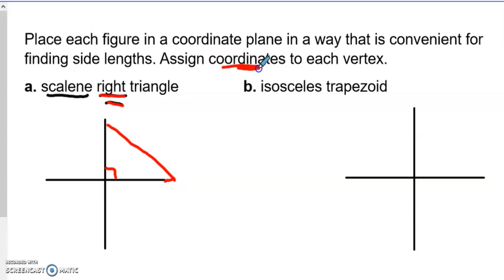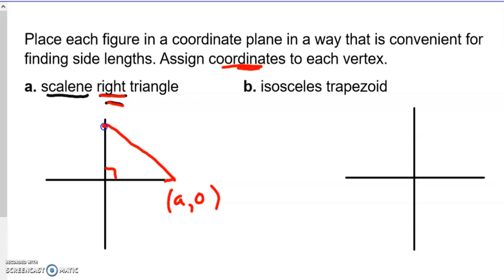I want to add coordinates to this. Now I don't want to pick coordinates such as 4, 0 because this gives me a length of 4. This only applies to this triangle in particular. I want it to be a very generic figure, so I want it to be in terms of a variable. So I need to pick a variable, and we'll just call that A, 0.